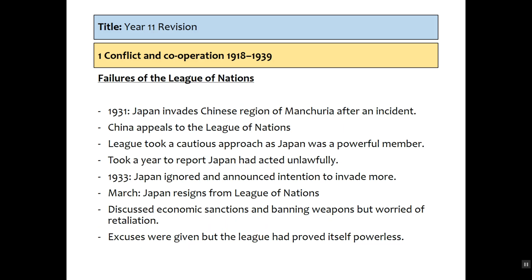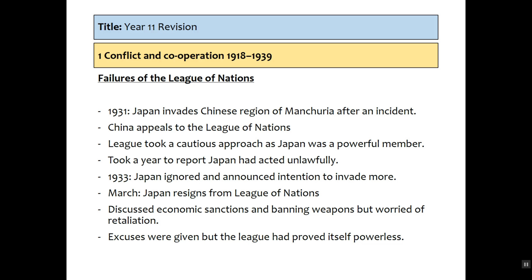And this, of course, causes big issues for the League of Nations. You've got to imagine that there's all of these competing groups, and Japan in particular is an issue. In 1931, Japan invades the Chinese region of Manchuria after an incident involving trains there. It leads to China appealing to the League of Nations to take action. The League takes a very cautious approach.